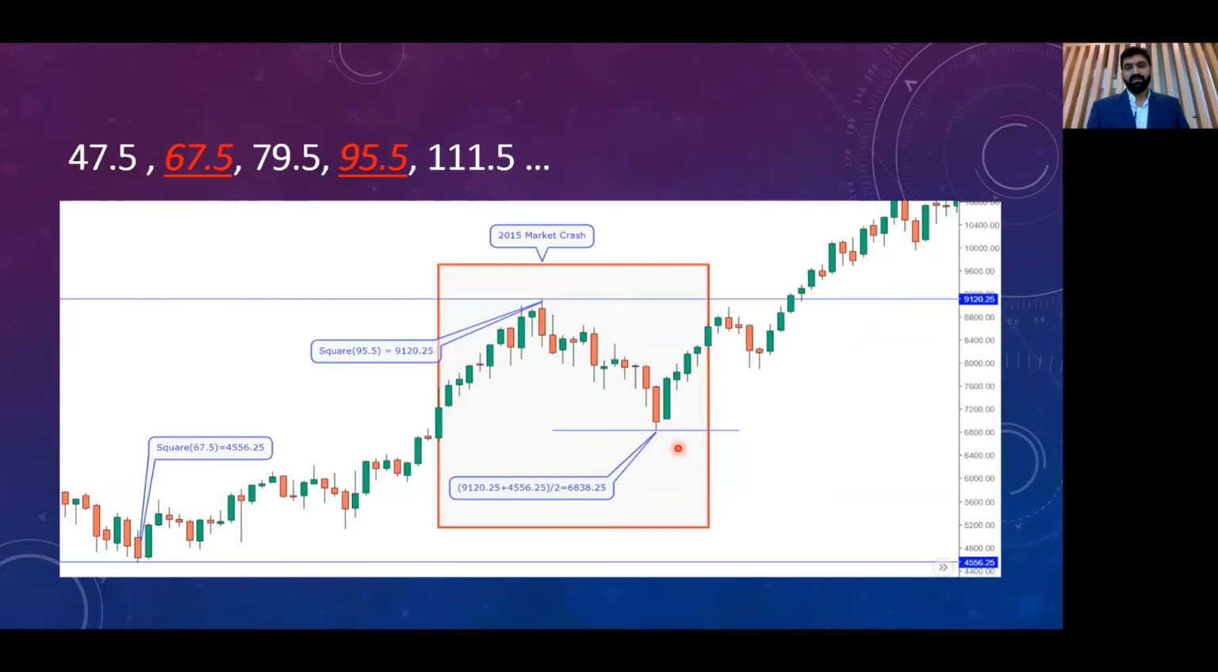Where is it going to end? If we take simply the midpoint of these two numbers, 9120 and 4556, the market actually took the support precisely at that level and bounced back. Now, ultimately, it has to thrust through 9120, and then it could start the fresh up move.